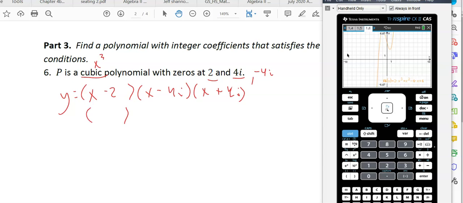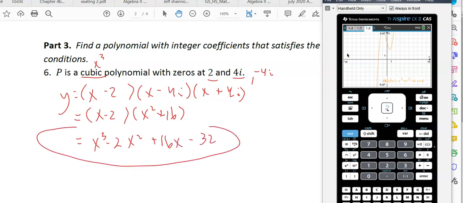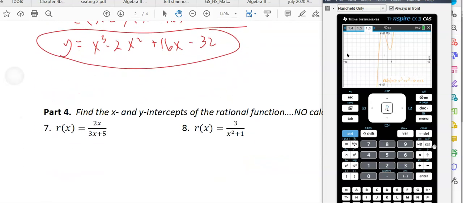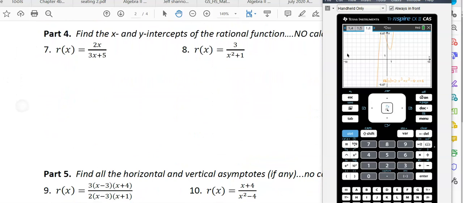So this first one we're going to wait to multiply. And we're going to FOIL this guy. So this would be x squared minus 4ix plus 4ix. Those go away. Minus 16i squared, so that's plus 16. And then we're going to FOIL that together to get x cubed minus 2x squared plus 16x minus 32. That is one cubic that has all those solutions.